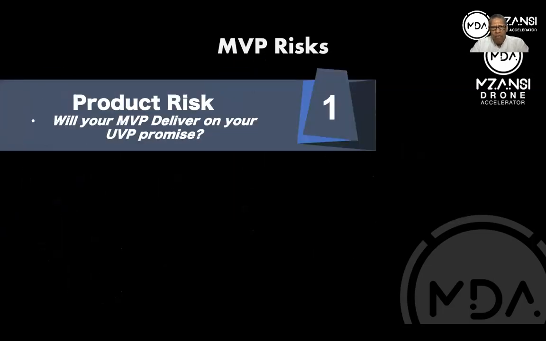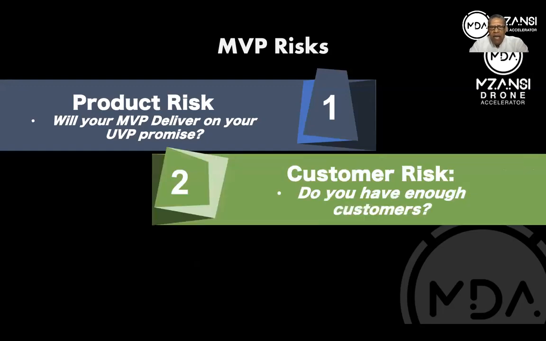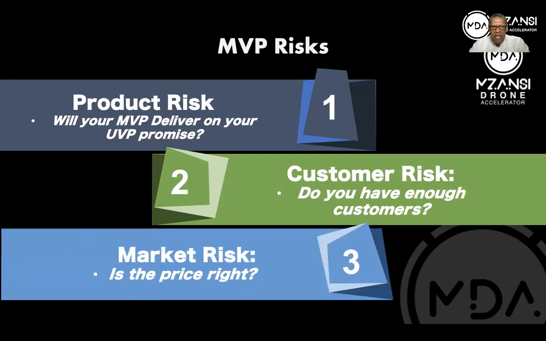Remember, the MVP risks that we spoke about is that whatever product you have might fail to deliver on your unique value proposition promise. Remember, the MVP is the delivery mechanism of that promise. The other risk is that you may not have enough customers. Yes, you might have a great product, it might be solving the problem, but you may not have enough customers. Some people are trying to target SOEs, but there's only a handful of them. If you build your business around that, you better know how many customers are out there. You might have a great product, but if you don't have enough customers, your business is not going to grow. The other part is the market risk.